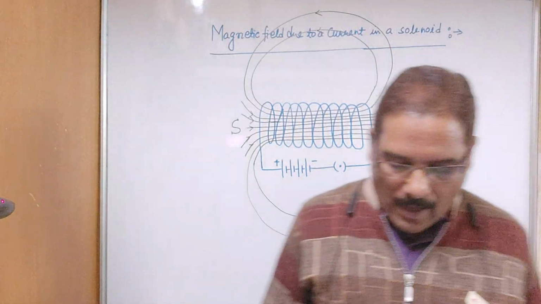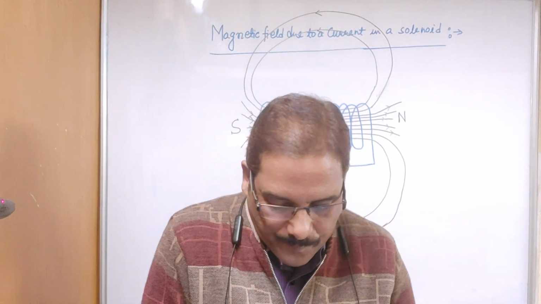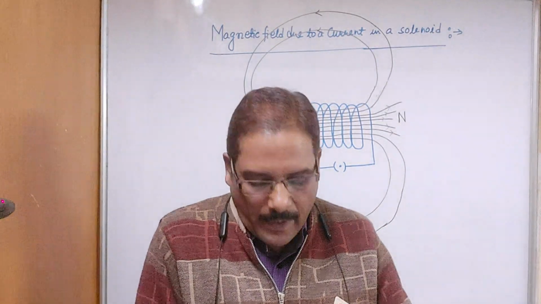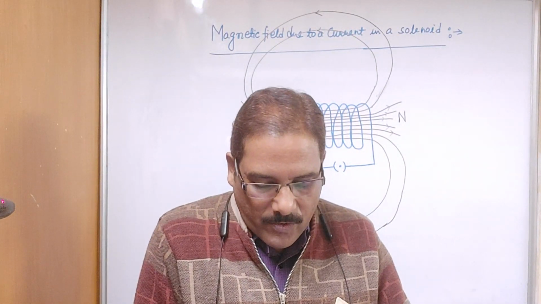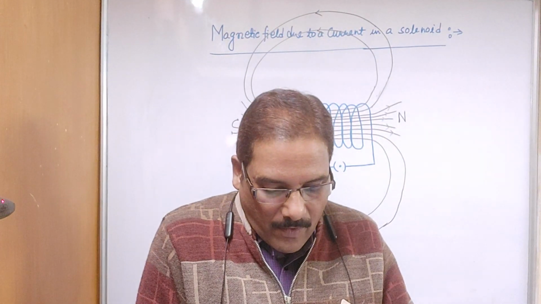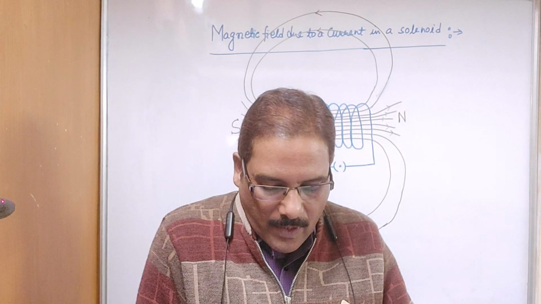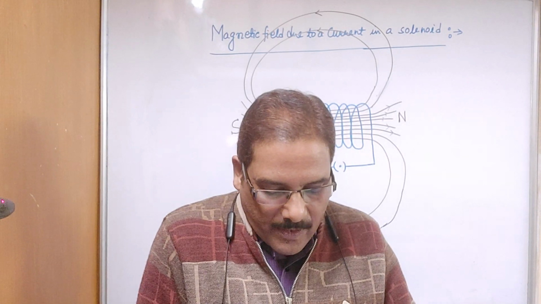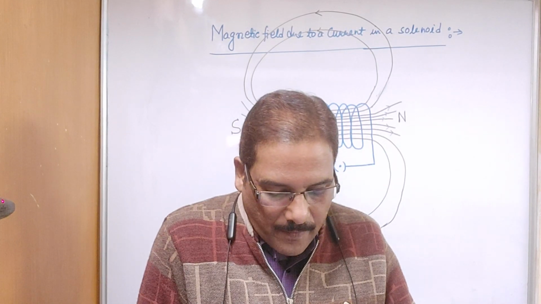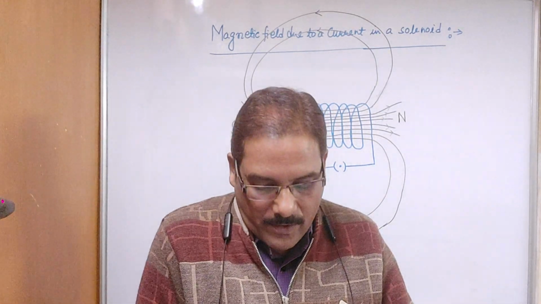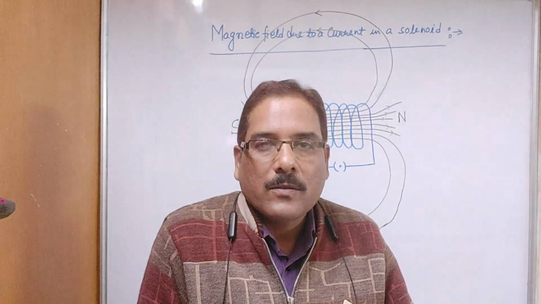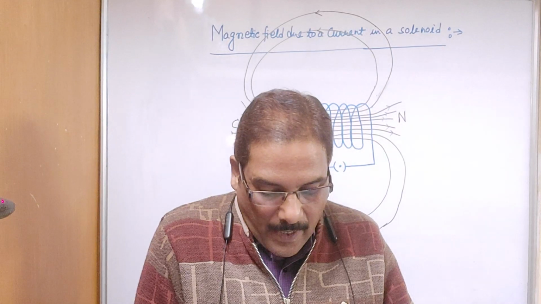Now I am reading this topic from the second sentence, page 229, magnetic field due to a current in a solenoid. The pattern of magnetic field lines around a current carrying solenoid is shown in the figure. Compare the pattern of field with the magnetic field around a bar magnet. Do they look similar? So the answer is yes, they are similar.